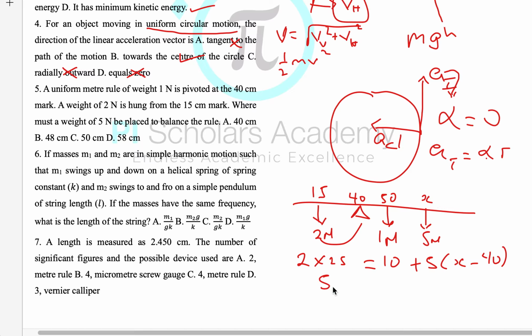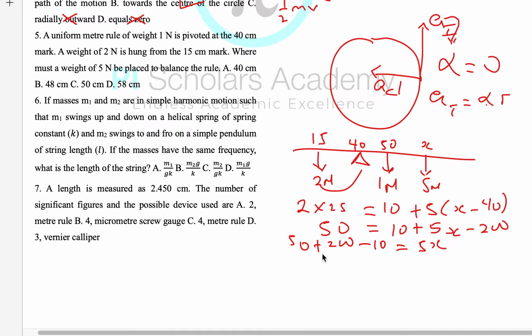So 2 times 25 is 50. Don't bother about converting from centimeters to meter because you are comparing them from left and right, so it will definitely cancel out. So you have this is equal to 10 plus, if you open the bracket here, you have 5x minus 5 times 40 is 200. So from this place, you can take the 200 to this side. So that will be 50 plus 200 minus 10 equals what? 5x. And finally you have 250 minus 10, that will be 240.